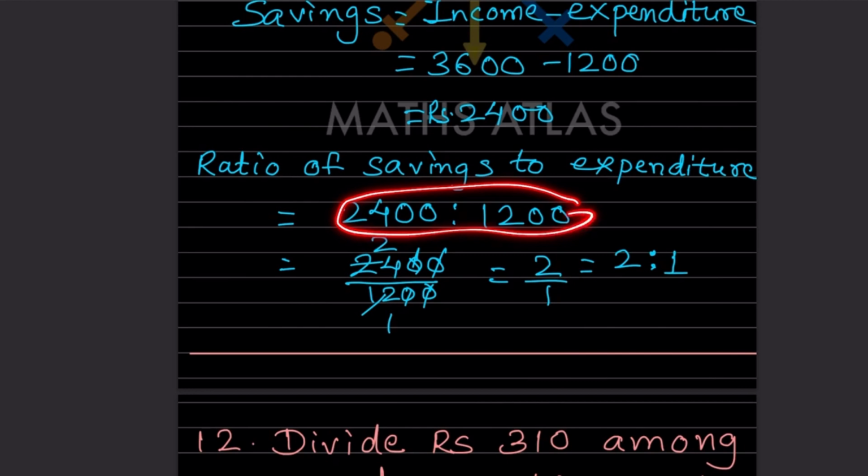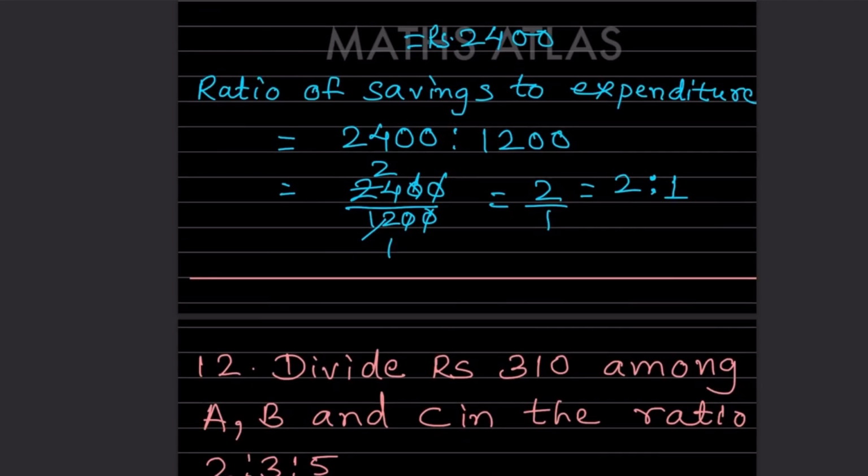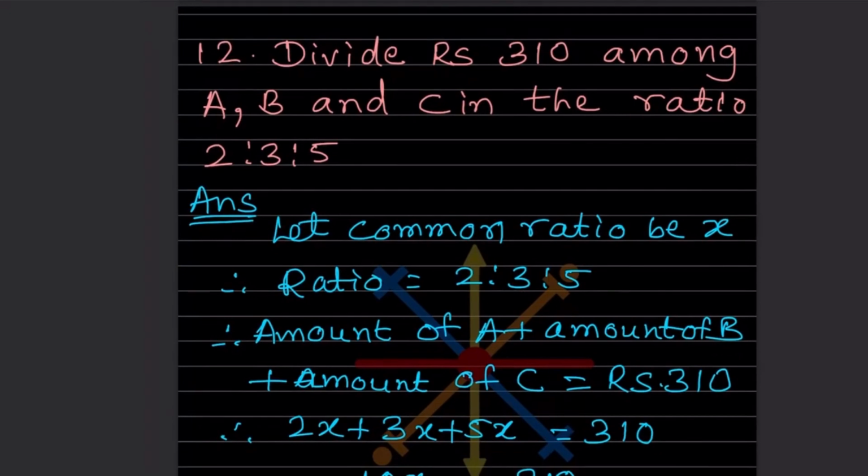Again, we got this ratio. So first thing, we will divide it and simplify it. We are dividing here to simplify it. So 0, 0 goes off. 12 ones are, 12 twos are. So that is 2 divided by 1. That is 2:1.